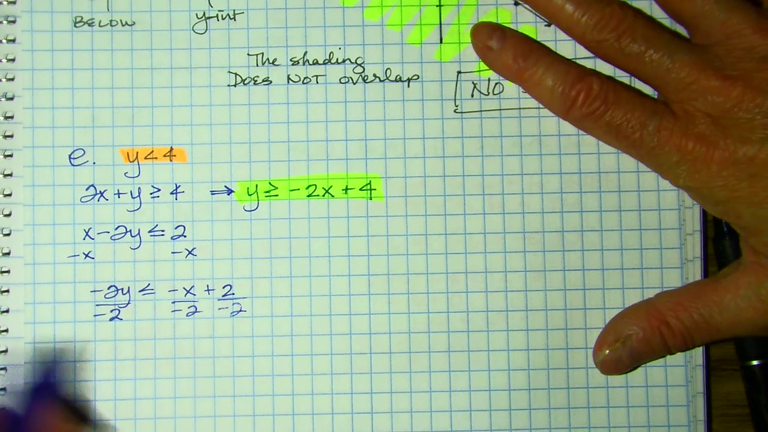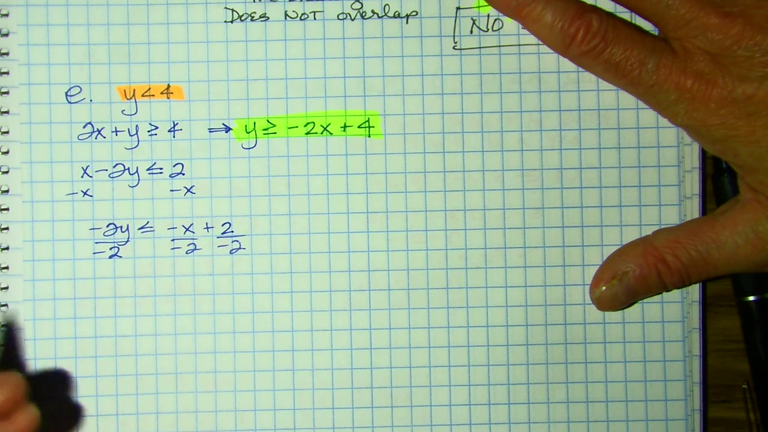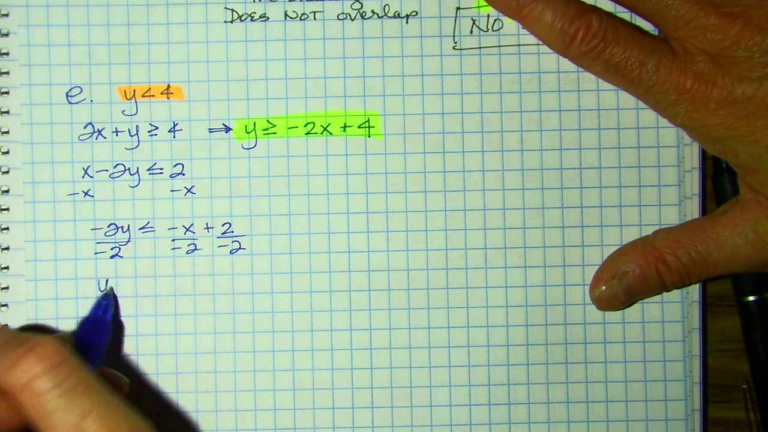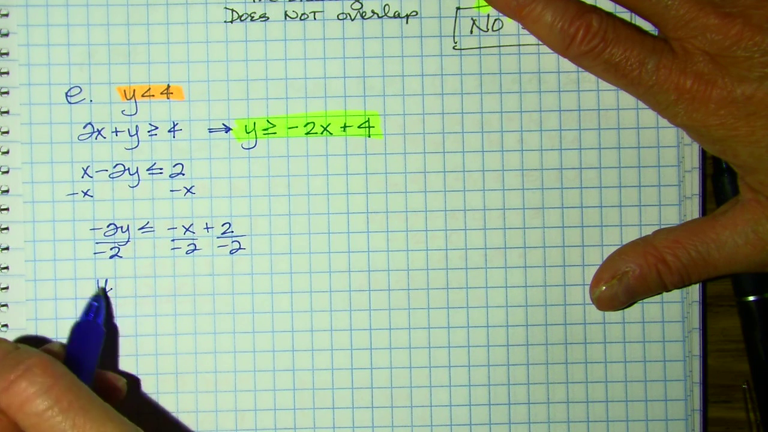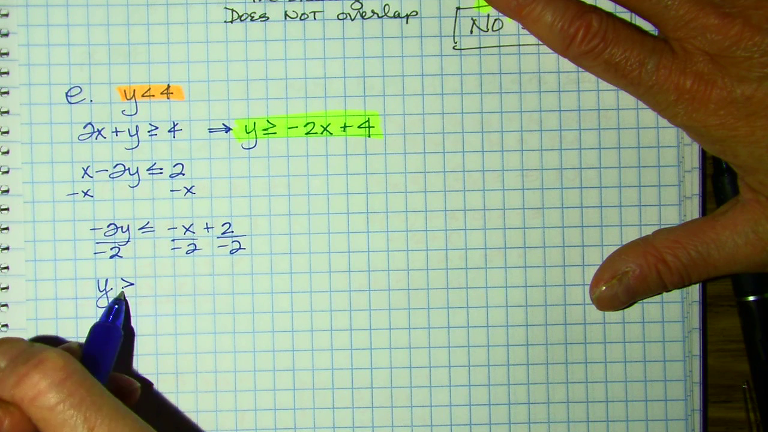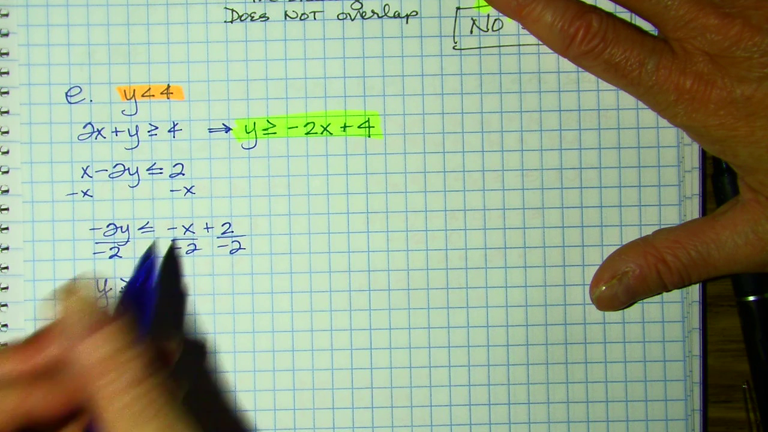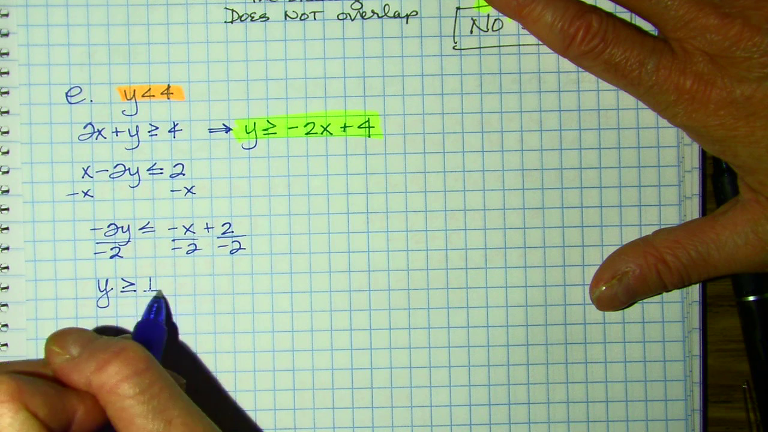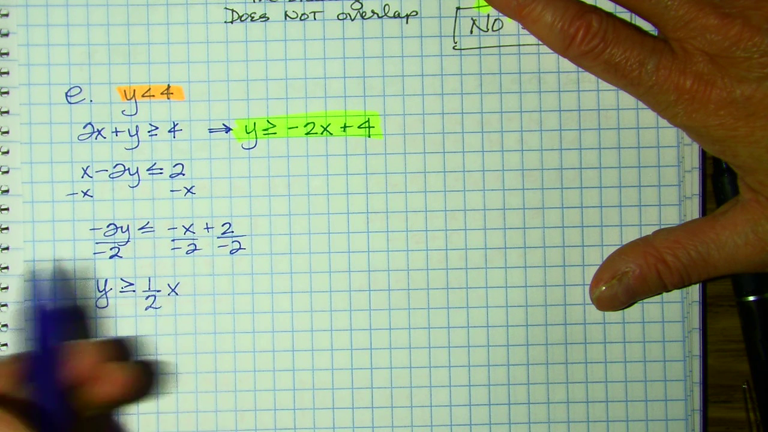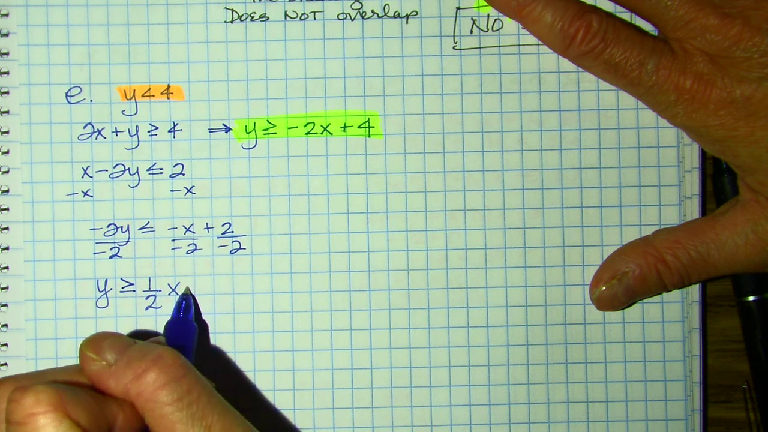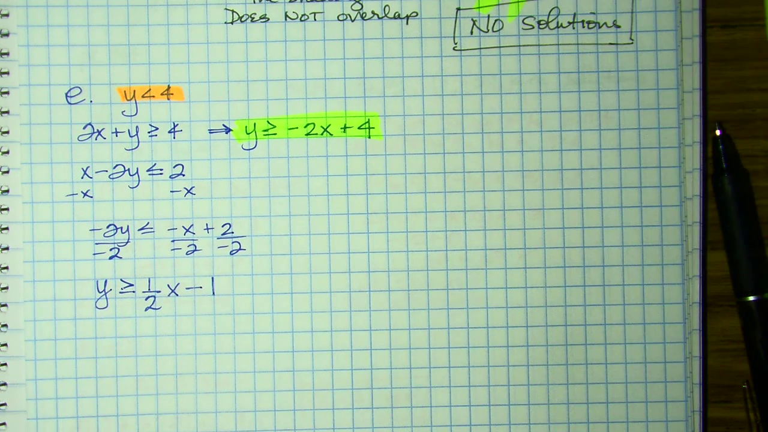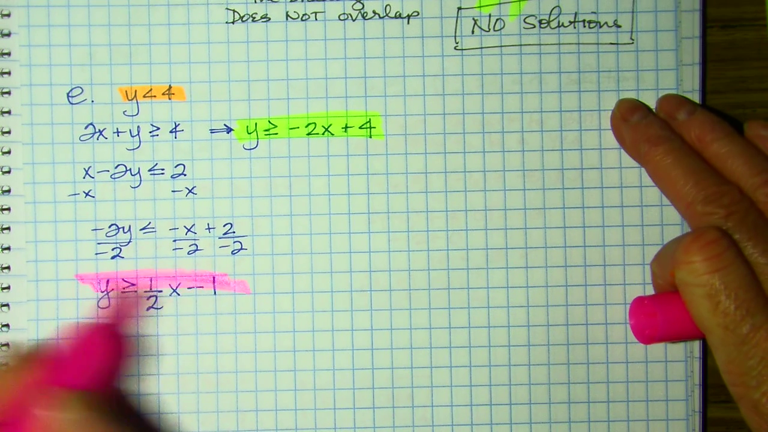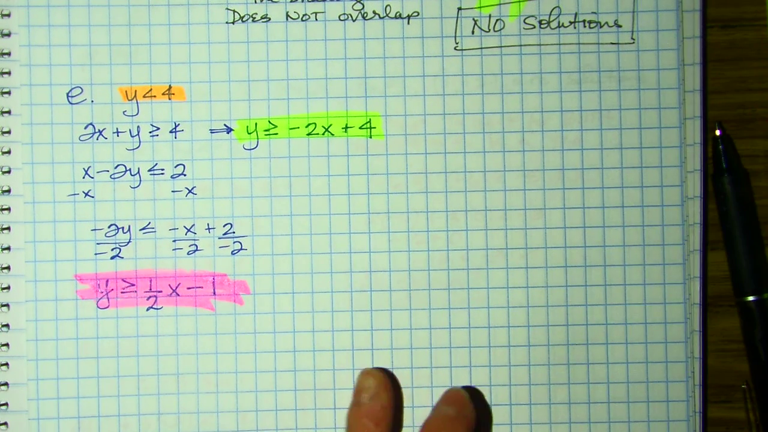Now, a lot's going to happen here, so pay attention. I divided by a negative number. Negative 2 divided by negative 2 is a positive y, but it flips my symbol. A negative divided by a negative gives me a positive slope of 1/2. But a positive divided by a negative is a negative 1. So be really careful there, and I'll put that one in pink. All right, so here we go.